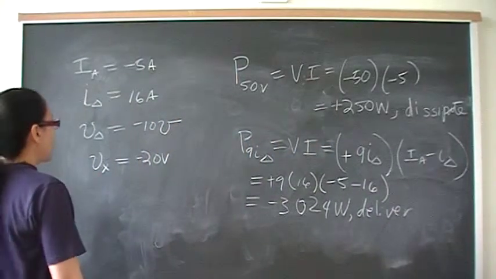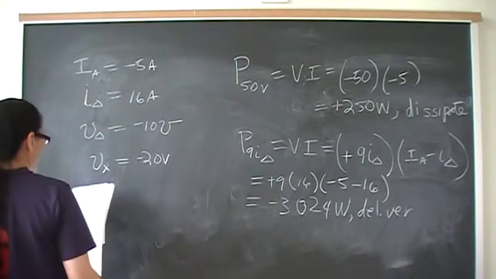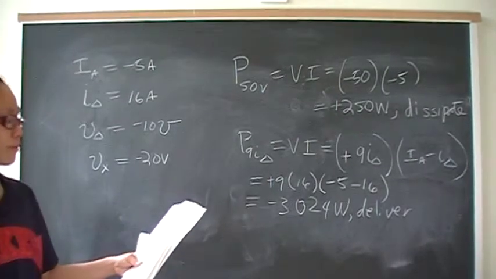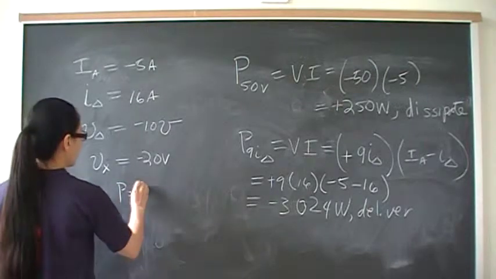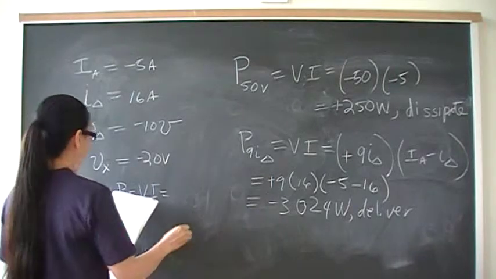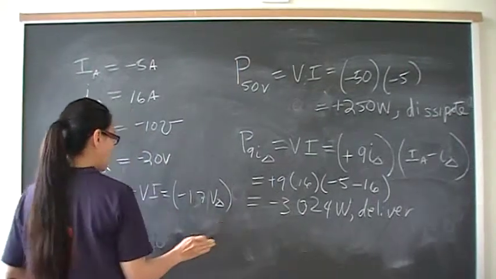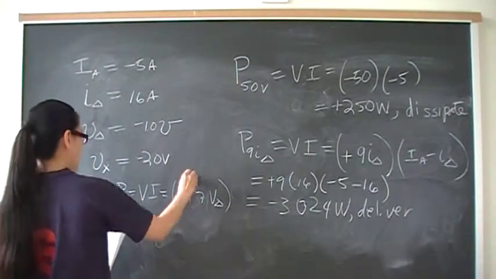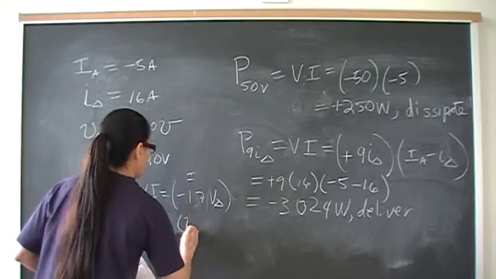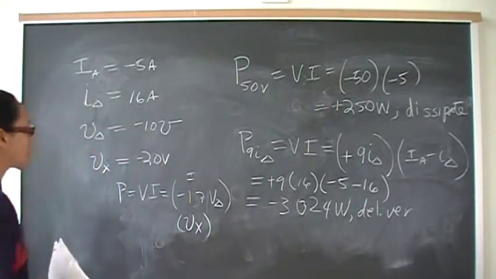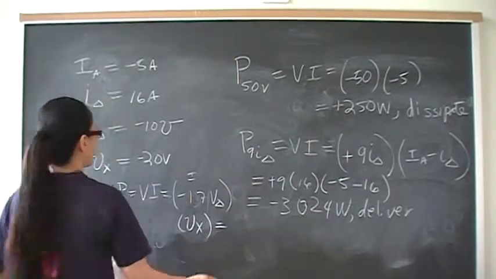So now the last power source that we have to account for is the 1.7, the voltage controlled dependent current source. So we know P is equal to VI. We know what I is. I is the negative 1.7 V delta. So that's the I, right? Even though it has a V, it's the I. So the V though is the Vx. Okay, that's the voltage drop across that power source. So that's going to be negative 1.7.